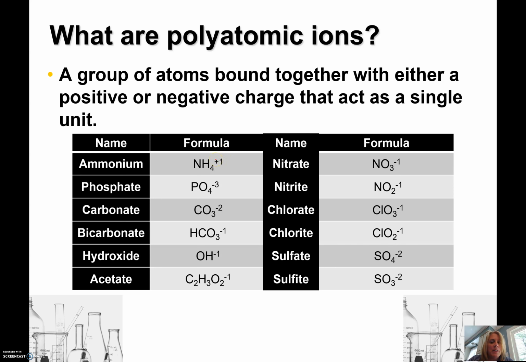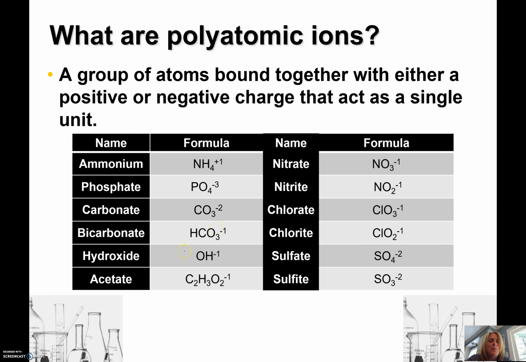of +1. Here we have phosphate. Phosphate is one phosphorus that's bound to 4 different oxygens, and it has a charge of -3. Carbonate, which is carbon bound to 3 oxygens, and it has a charge of -2. Bicarbonate, which is carbonate but with the hydrogen. So we throw in hydrogen on there, we call it bicarbonate, and now it has 1 less charge, so a -1.